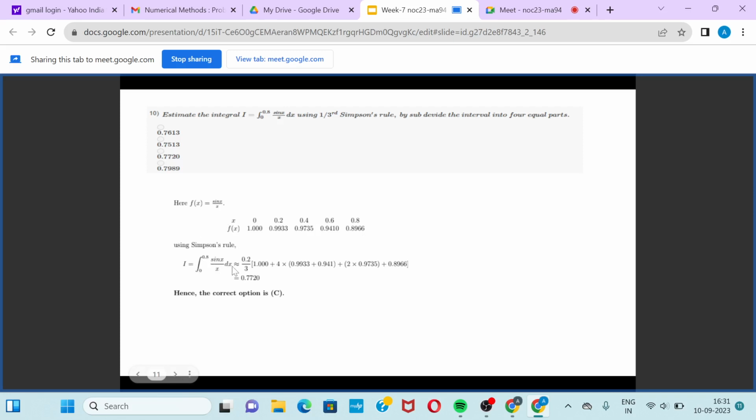Using Simpson's rule, the integral from 0 to 0.8 of sin x by x dx will be h by 3, that is 0.2 by 3, times f naught, that is 1.000, plus 4 times the odd terms, that is 0.9933 plus 0.941, plus twice the even term, that is 2 into 0.9735, plus the last term, that is 0.8966. On evaluating this integral you will get 0.7720.